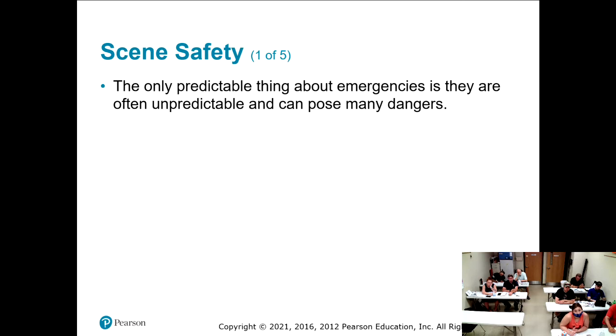The only predictable thing about an emergency is that they are often unpredictable. That's about the best way to describe any sort of scene. Medical, fire, police, it's chaos. It's vaguely controlled chaos.